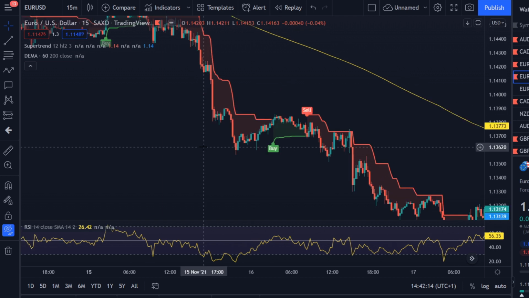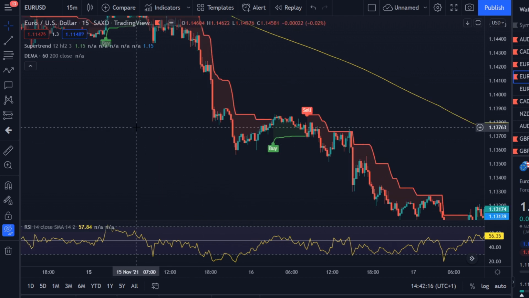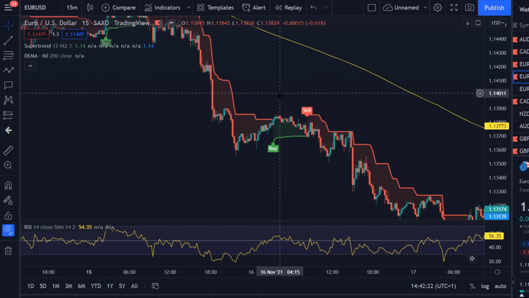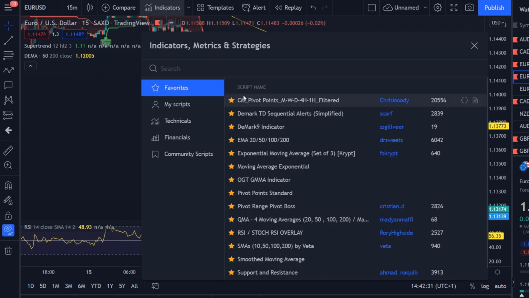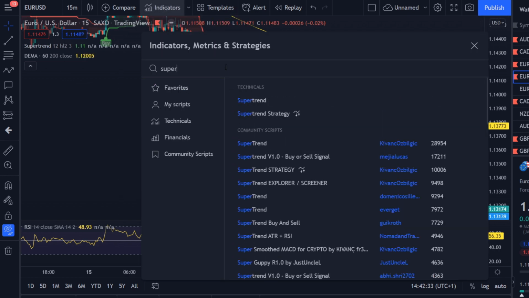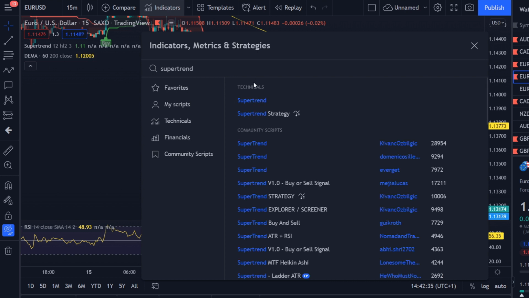Okay, this is the strategy. Over here we are looking at Euro USD on a 15-minute time frame, and we will be using three indicators. So over here, the first one is the super trend. So you go to indicators, and then you look for super trend, and yeah, you can use this one.